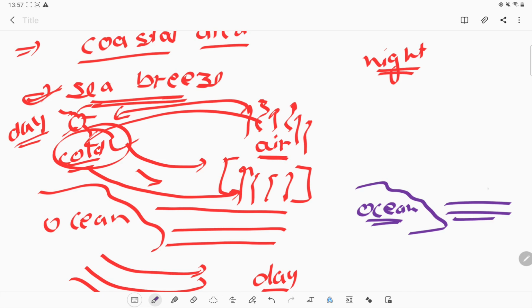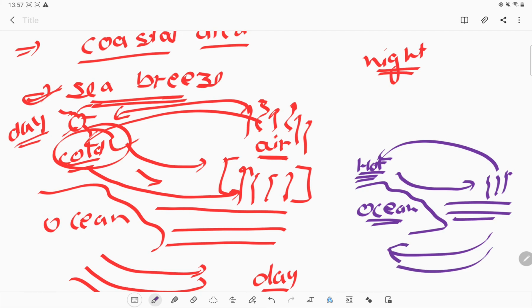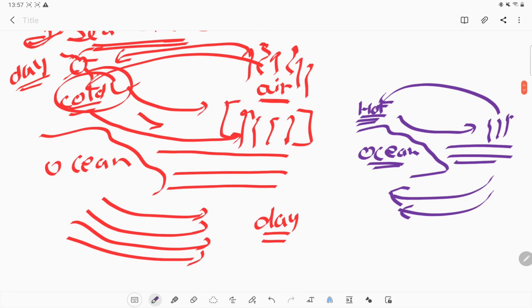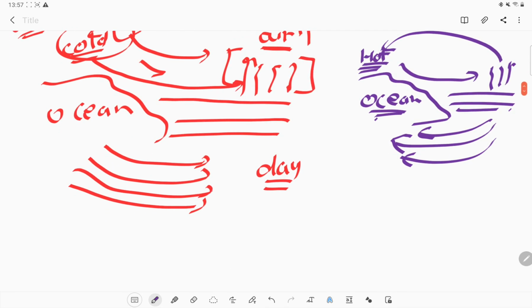So the cool air from the land will go to take the place of the hot air of the oceans, and the hot air will take the place of the cool air of the land. So this is why we feel that most of the air will go toward the ocean. At night time, we will feel that the cool air is going from the land toward the oceans. Okay, so this is exactly reverse as compared to the daytime.